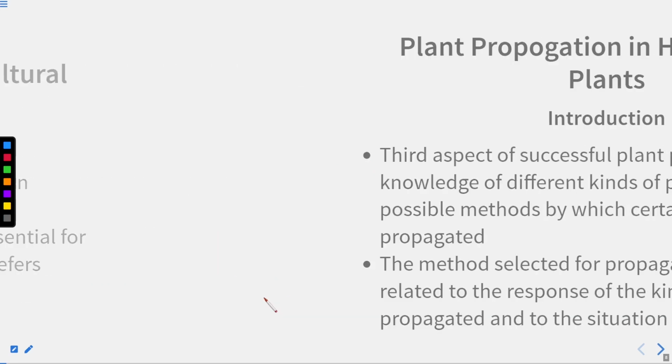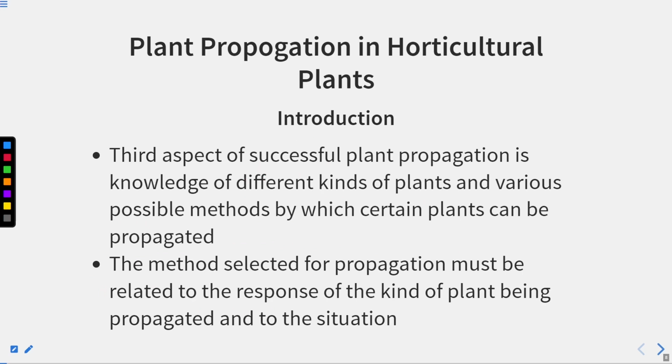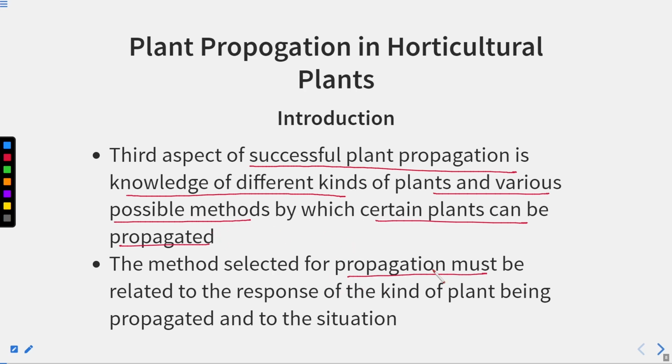One must know this if he or she is following plant propagation in horticulture. The third aspect of successful plant propagation is knowledge of different kinds of plants and various possible methods by which a certain plant can be propagated. So the method selected for propagation must be related to the response of the kind of plant being propagated and to the situation. What does this mean? That one must know the different kinds of plants and the various possible methods that can be used to propagate that particular plant.